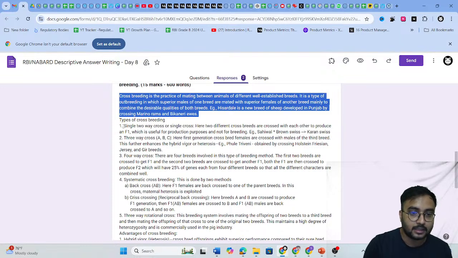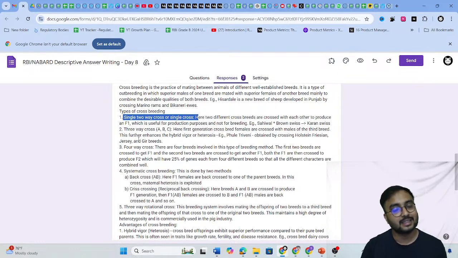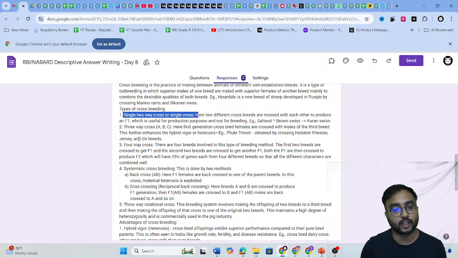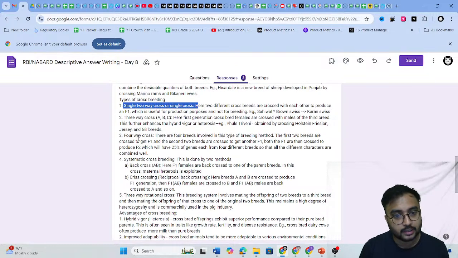Types of crossbreeding. Single two-way cross or single cross. Okay, the first one is nothing but single crossbreeding, where you will see that two breeds are crossed with each other to produce the F1. Okay, that is the young ones, which is useful for production and not for breeding. So Sahiwal and Brown Swiss gives rise to Karan Swiss. Here an example also he has given. Very beautiful. Second, three-way cross, in which A and B are crossed, then whatever young one is there is crossed with C. So Karan Triveni is obtained by crossing Holstein Friesian, Jersey and Gir breeds. Good example, very beautiful point.